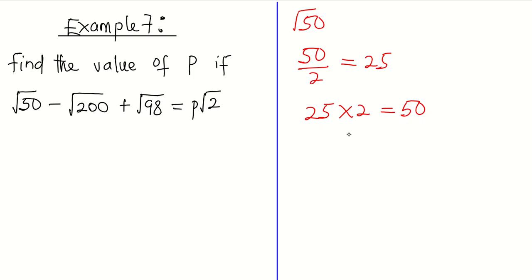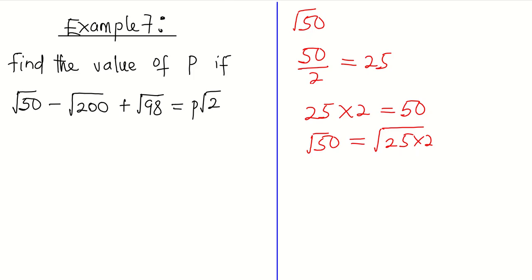That is the ideology. Now we are saying that we have square root of 50. Then it means we should get square root of 25 times 2, if and only if 25 times 2 gives us 50. That is for 50. Now it means this square root of 25 times 2 can be further reduced. But let's hold on and deal with the next one.